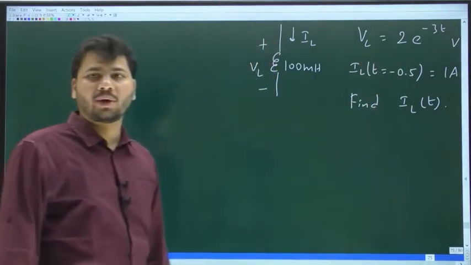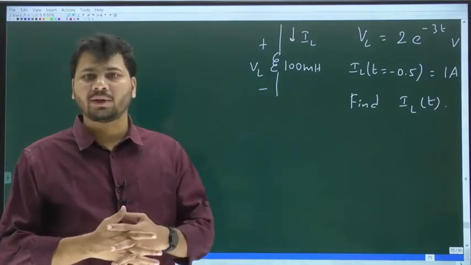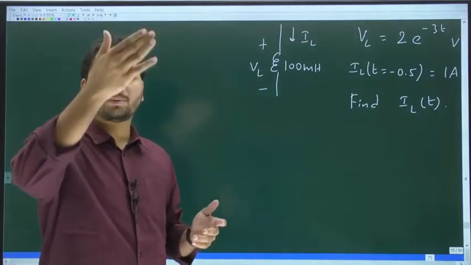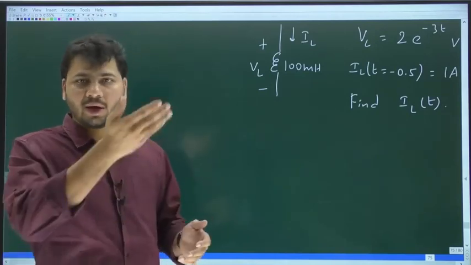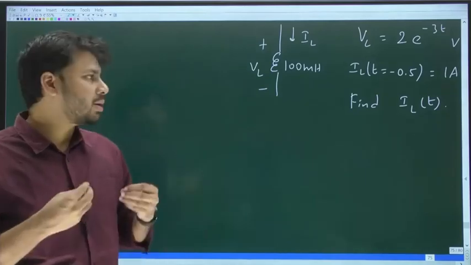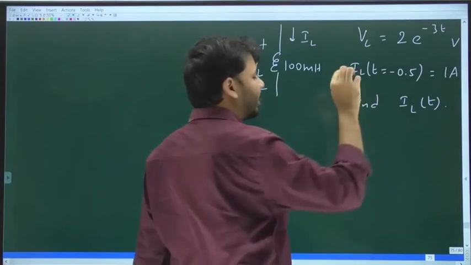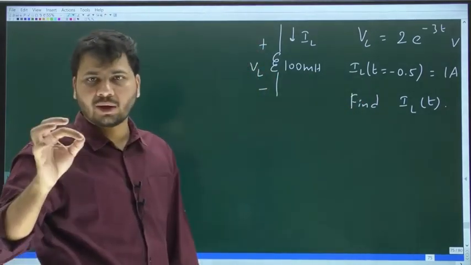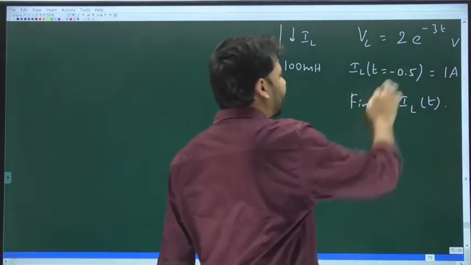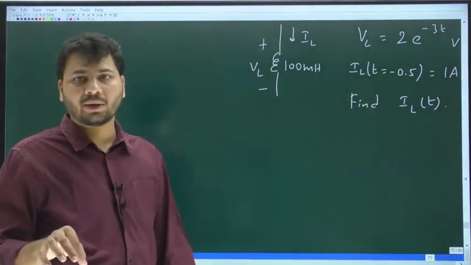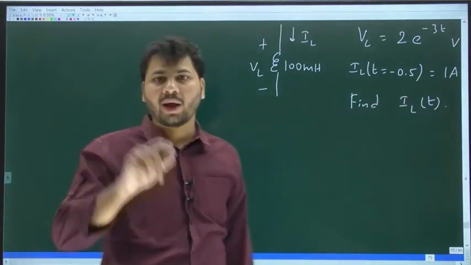It is 2 times e power minus 3t volts. Is it not an exponentially decaying voltage? Yes or no? 2 times e power minus 3t will exponentially decay with time. And the other thing that is given is the current through the inductor at a specific instant, at t equal to minus 0.5. It is given as 1 ampere.